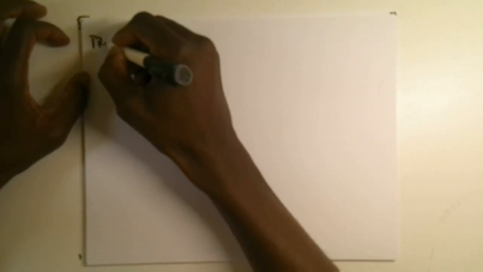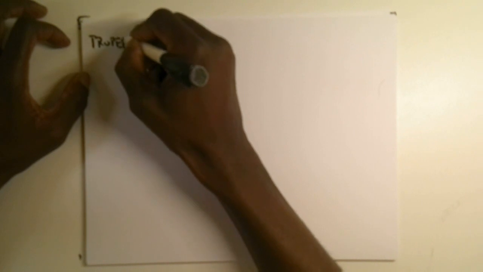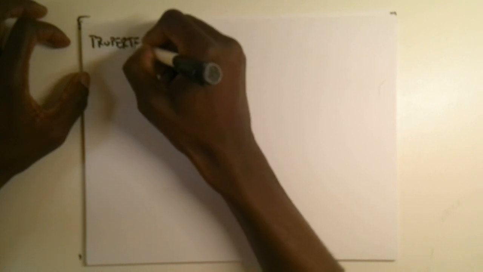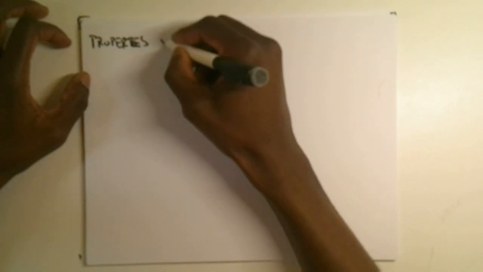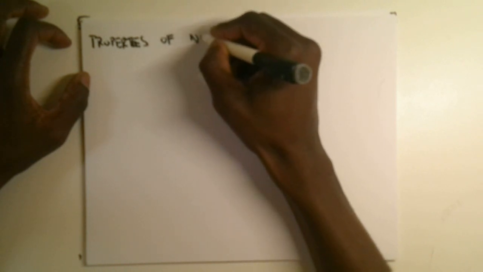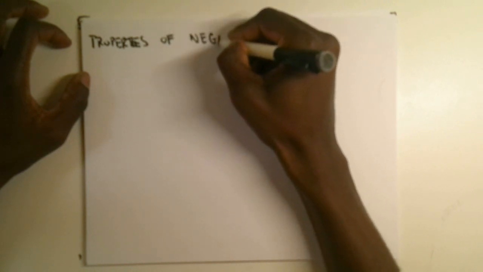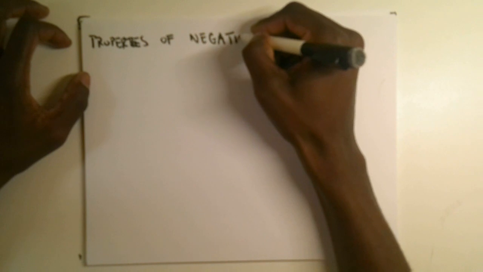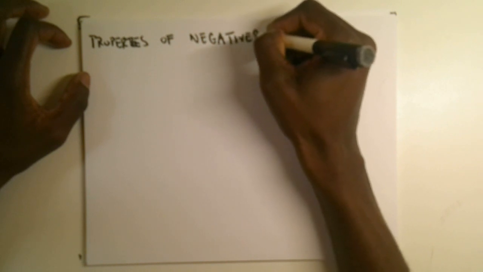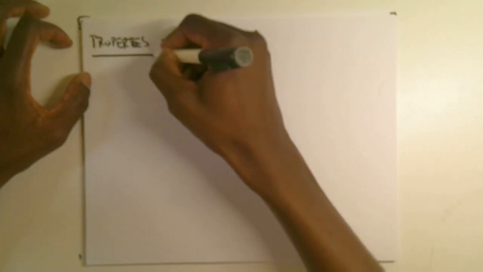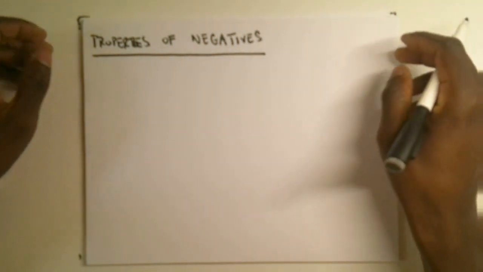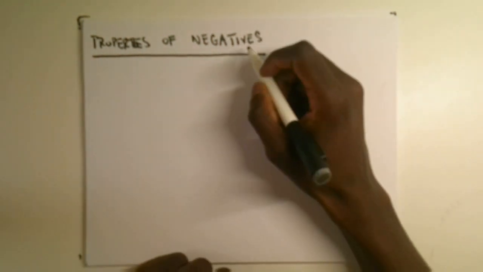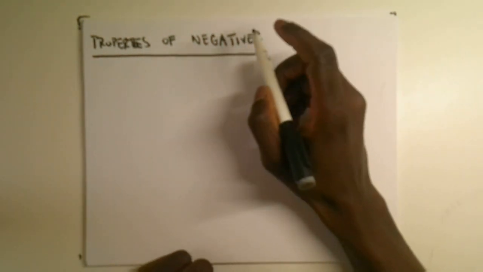Today, we'll look at the properties of negatives. So, the properties of negatives will be slightly connected to the distributive property.